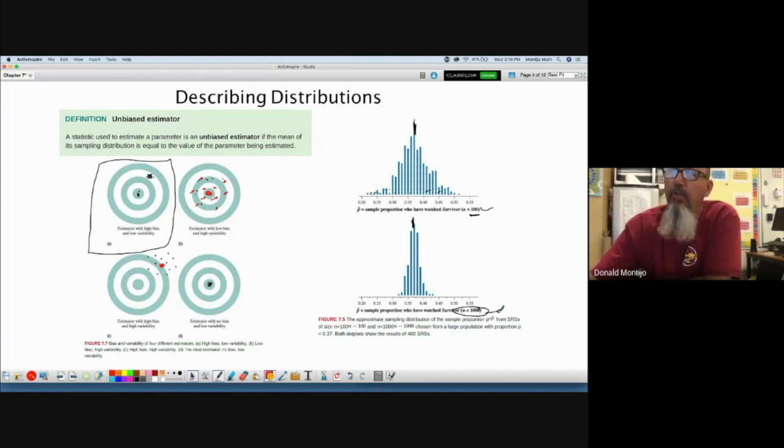So how do I describe a distribution? For a sampling distribution, yes, for a distribution, we want to talk shape, center, spread. We have these 2 new terms, bias and variability, based off of how spread out were our values, our sample proportions, or our sample means. That's variability. And bias, if we take the mean of all the samples, do we come close to the true mean of the parameter that we're trying to estimate?